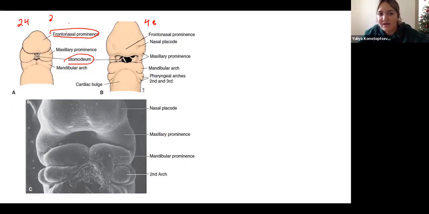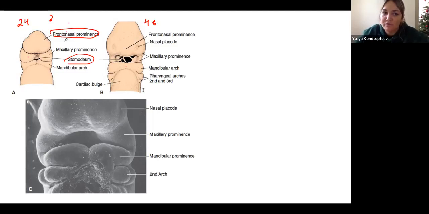Now, on the 2 sides of the stomodeum, we can see the maxillary prominences, right? So we can see them here. And we can see mandibular prominences. I really want you to see that there are 2 mandibular prominences. At a later stage, by day 48, they should fuse in the middle right here. So at first you started with 2 mandibular prominences, but by day 48, they will fuse into 1.